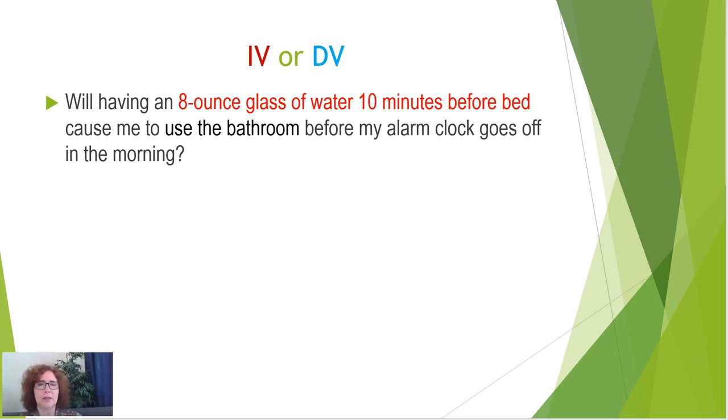The independent variable is the thing you can vary, so I can have the glass of water every night for a week. I can not have the glass of water every night for a week. That's the thing I'm changing. So what is the dependent variable, the thing I'm measuring? Okay, the answer is the dependent variable is having to use the bathroom. So that is the thing I'm measuring.